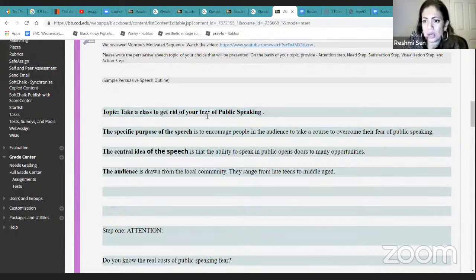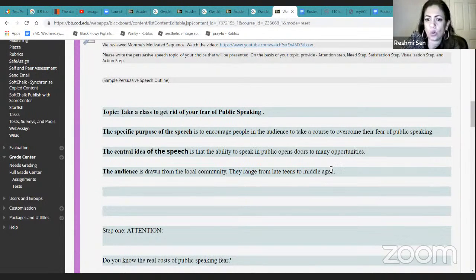You start with a topic. I need to know what your topic is. I need to know what your specific purpose is, which would be, what do you want the audience to do as a result of your speech? So it has to be audience related. So here, this is my specific purpose. Then there is the central idea, which is like the main thesis statement or main idea of the speech. I've also identified an audience.